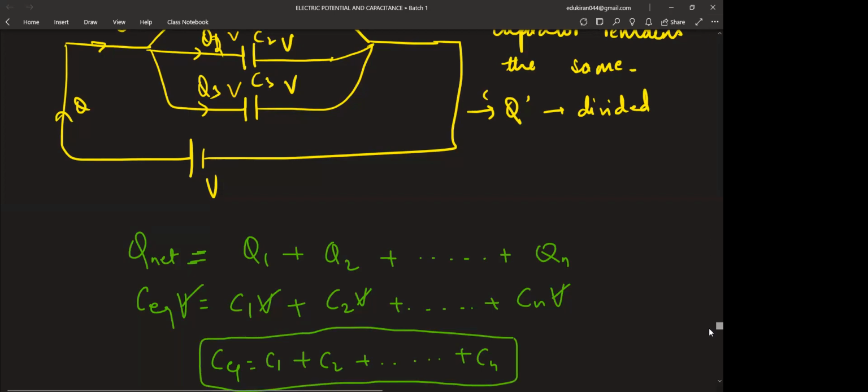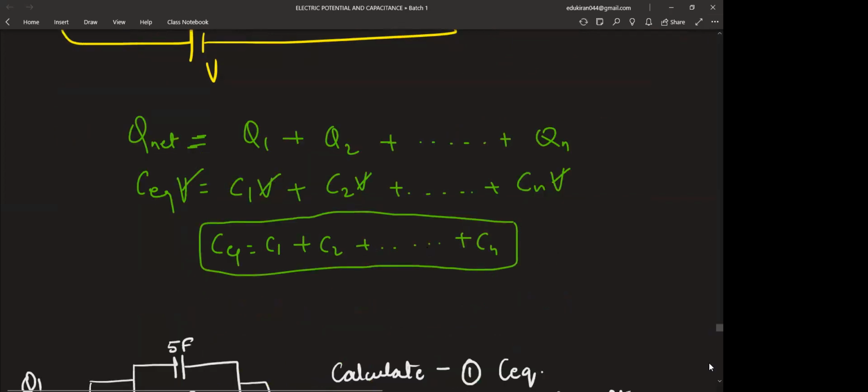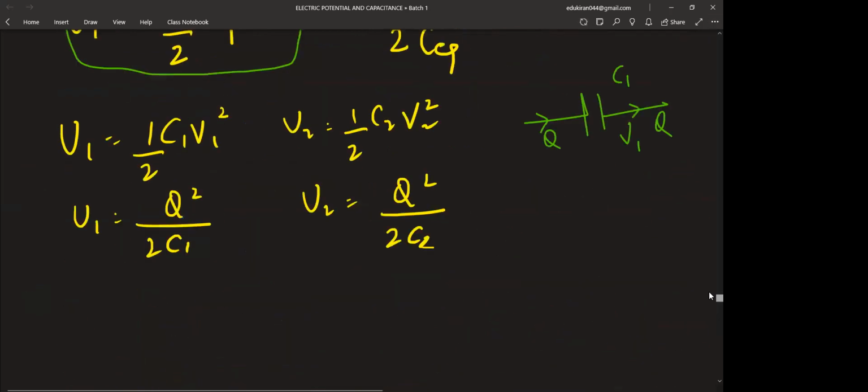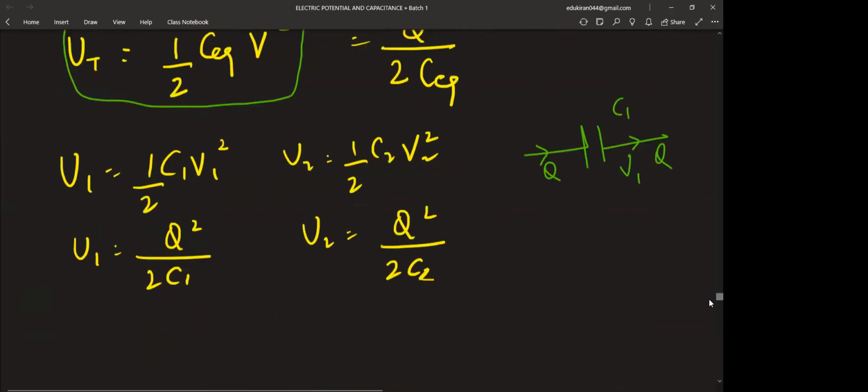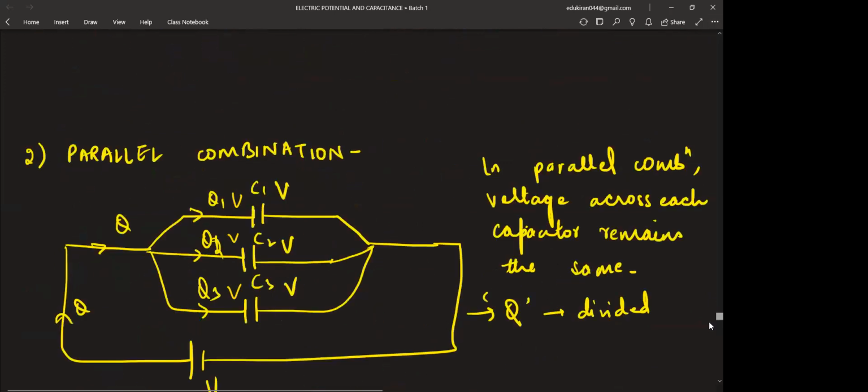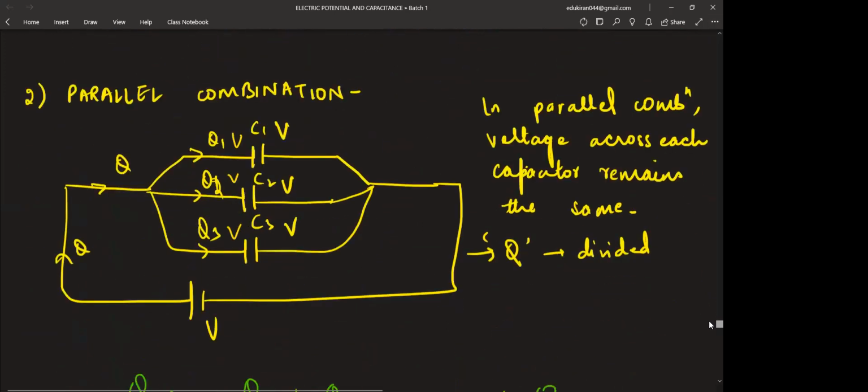Fine class, now everything will be similar to this. Charge and energy and everything, now you can calculate. We've already discussed this here, so it would be the same. It's just that parallel combination. Let us see a question also based on this. First, write down this.